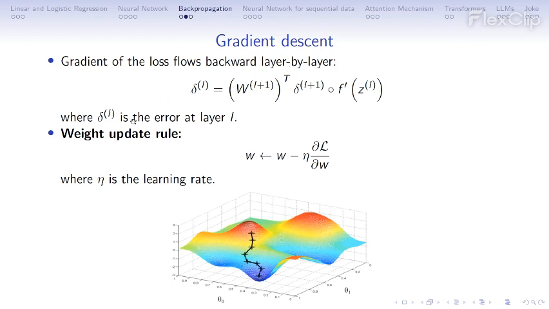Yeah, so the error at layer L, or this is the gradient, the error at layer L is calculated by the weight at the next layer times the error at the next layer as a function of the activation.